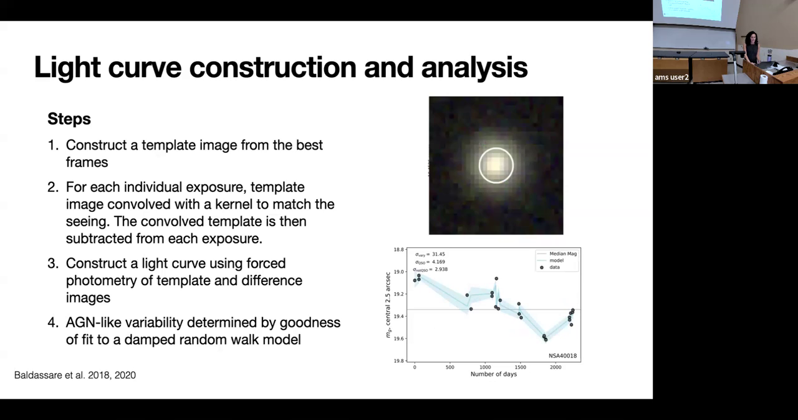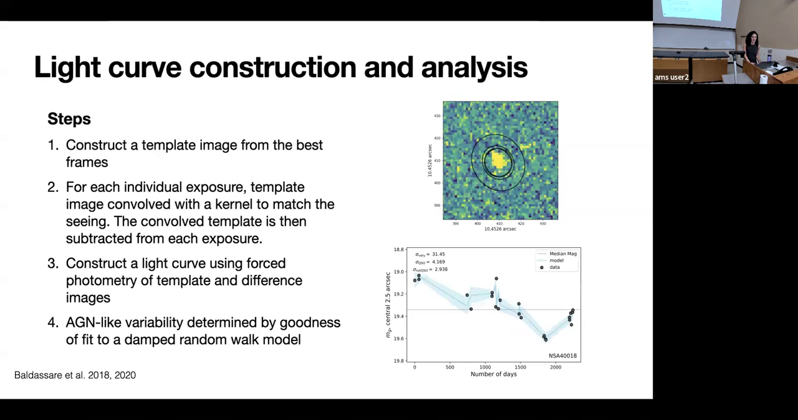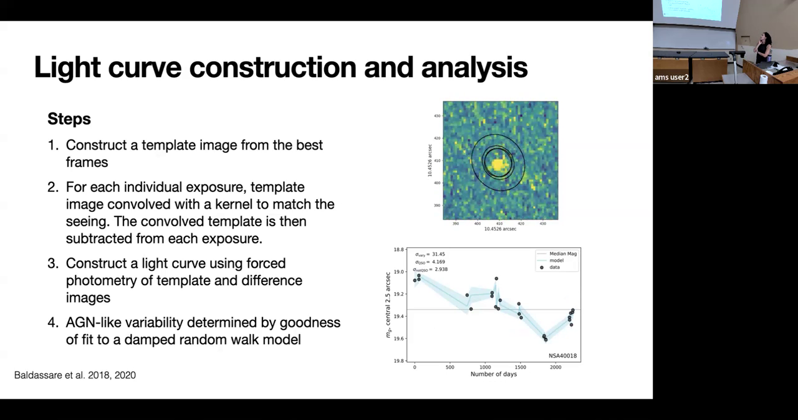So this is an example of a galaxy that does show variability, and you can see these bright and dark points that pop out against the background from the center of the galaxy.